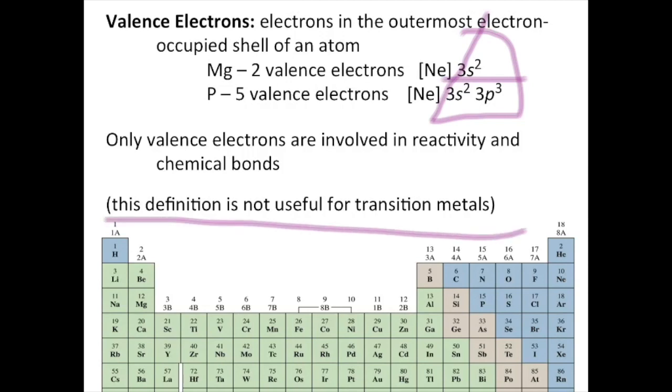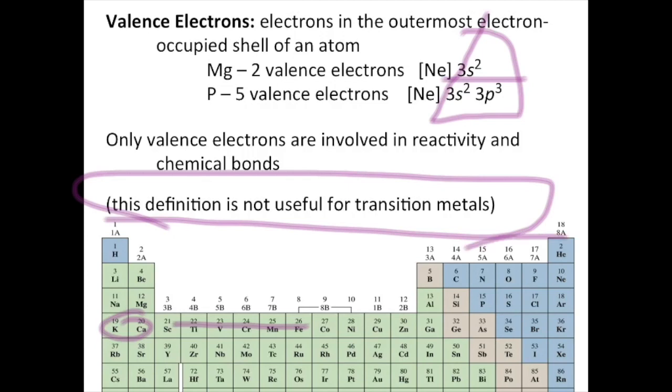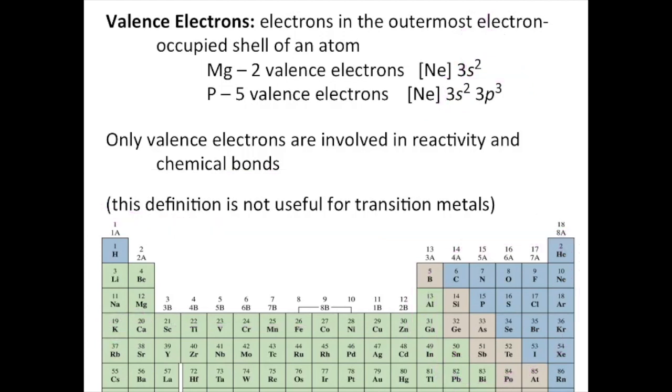Now, this definition is not so useful for transition metals because, well, you're filling electrons into the 3d, but you already have electrons in the 4s, so this definition kind of breaks down. But usually we don't use this definition for the transition metals. We use it when we're talking about the nonmetals over here, and then that makes a little more sense. So only valence electrons are the ones involved in the reactions and making chemical bonds. So that's why we really care about this number of electrons. We use this a lot in chapter 7 when we start making Lewis structures.